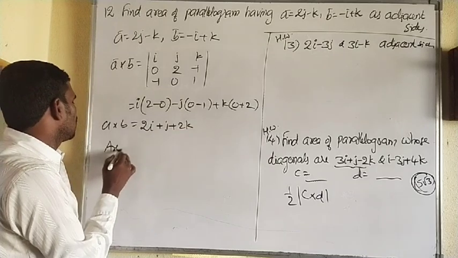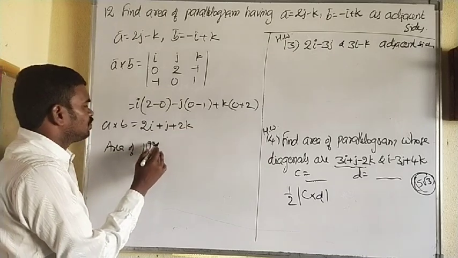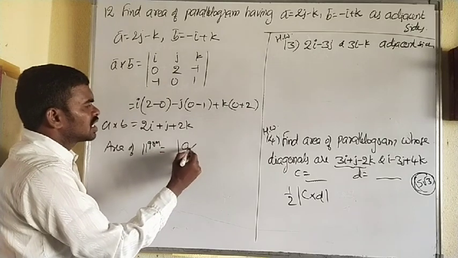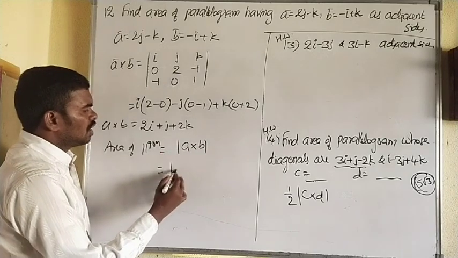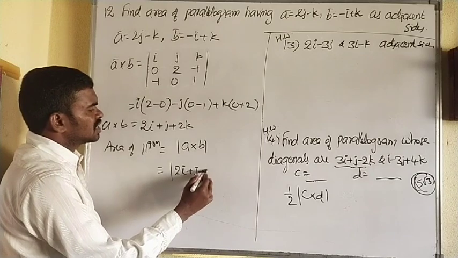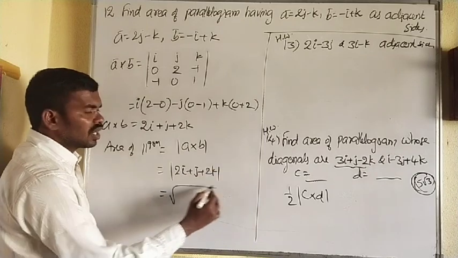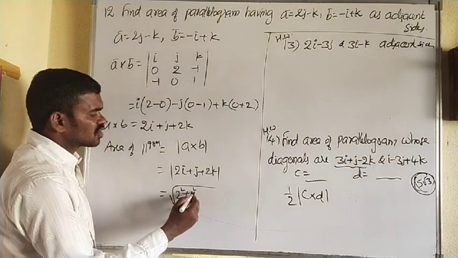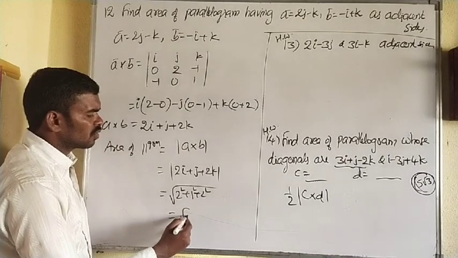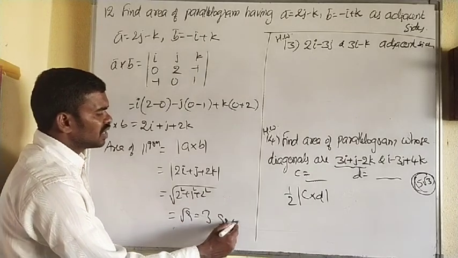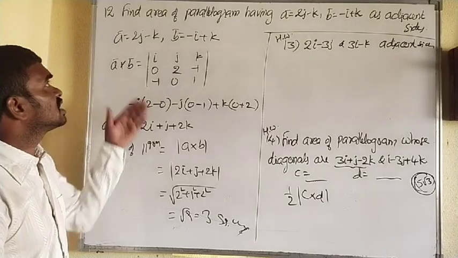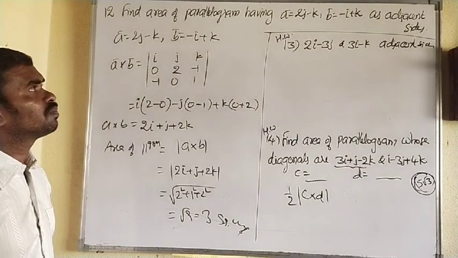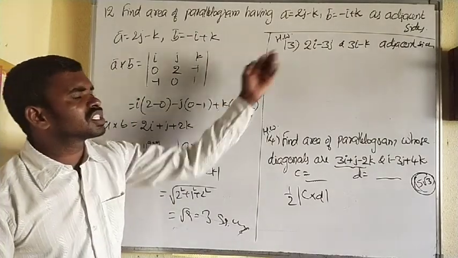So therefore area of the parallelogram is equal to modulus a cross b, which is modulus 2i plus j plus 2k. So which is root of, how can we write? 2 square plus 1 square plus 2 square, we get root 9. Root 9 means 3 square units is the answer. Okay, this is how to find the area of a parallelogram. Usually do the same for this 13th one.